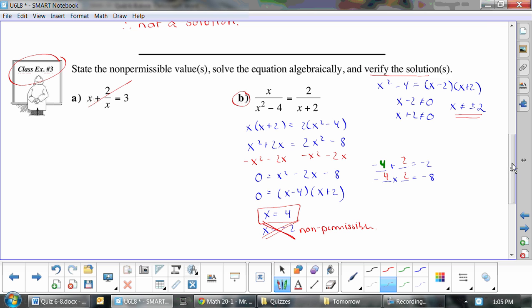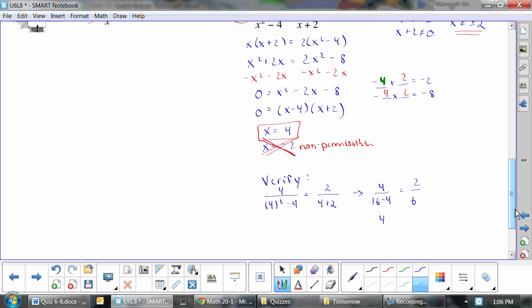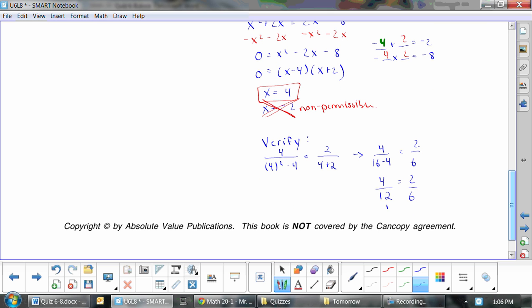And they even ask us to verify our solution, so we always want to do that. So we go verify. So we get 4 squared minus 4 under 4 is equal to 4 plus 2 under 2. So we'll get 16 minus 4. So we get 1/3 is equal to 1/3. So life is good.